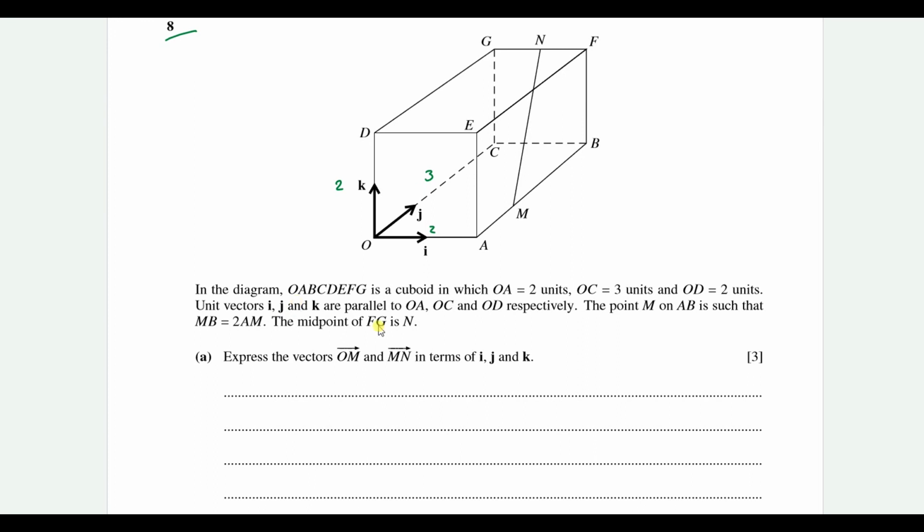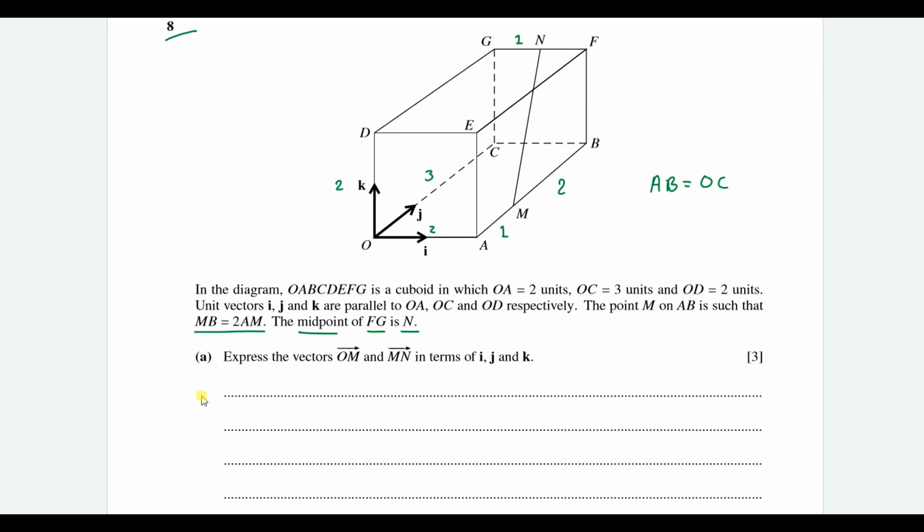The point M on AB is such that MB is equal to 2 times AM. We know that this is a cuboid, so AB is going to be equal to OC, which is 3, and MB is 2 times AM, so AM should be 1 and MB should be 2. Then only MB will be equal to 2 times AM. And the midpoint of FG is N. Since this is a cuboid again, DE will also be 2 and GF will also be 2, so G to N is only 1 unit.